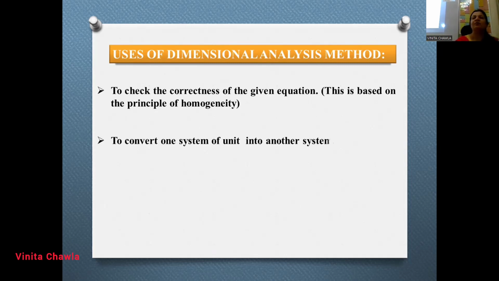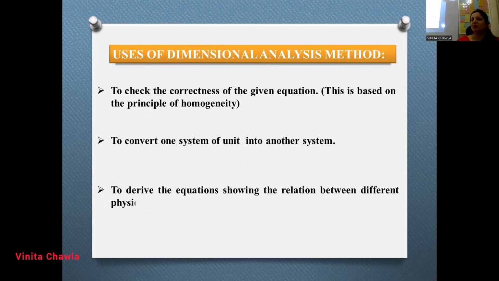Second, we can convert one system of unit into another system. We can convert MKS into CGS and CGS into MKS, right? So one system can be converted into another. Third, to derive the equations showing the relation between different physical quantities. So if we say that force is dependent on mass and acceleration, derive the relation. Or if I say that force is dependent on mass and distance, derive the relation. So we can find the relation using the dimensional analysis method.